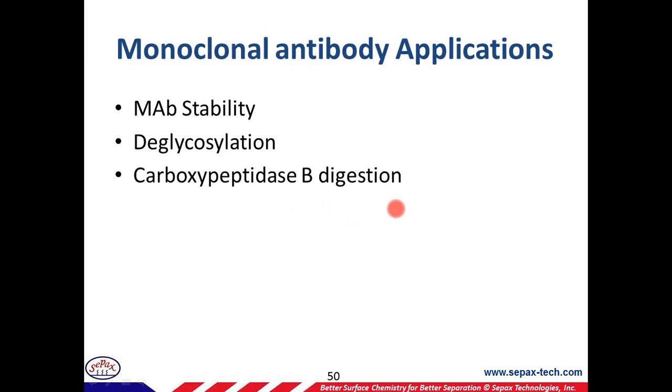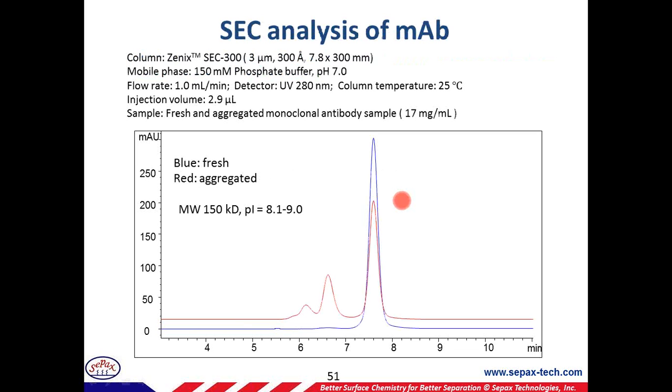So carboxypeptidase B will remove the C-terminus lysine, and after the carboxypeptidase digestion, what kind of mAb profile will we see? First, I want to just show you the SEC analysis of this particular mAb. One is a fresh and the other one is a highly aggregated monoclonal antibody, at 17 mg/ml, identical concentration.